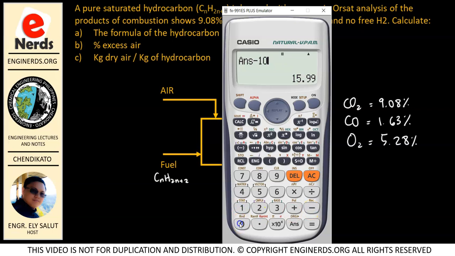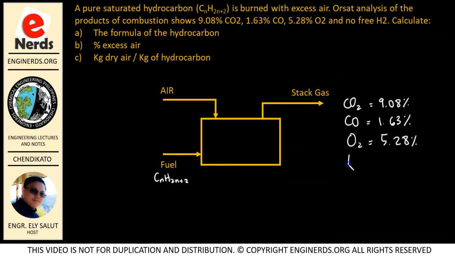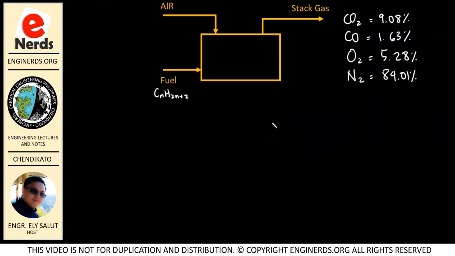So let us subtract from 100. We have 84.01% nitrogen. Okay? So our N2 is 84.01%. We determined that based on our percentages, and it is easy to determine this because we are informed that there is no free H2. That's why we know that what remains is nitrogen. Okay? So we're going to start solving the problem.